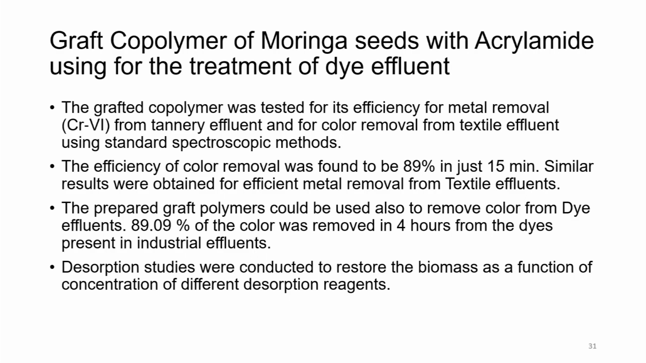There is one method that we have developed in our laboratory for removal of color and treatment of the dye effluent using a graft copolymer of moringa seed with acrylamide. The grafted copolymer was tested for its efficiency for metal removal, that is chromium 6, and color associated with chrome 6, from tannery effluent, and for color removal from textile effluent using standard spectroscopic methods.